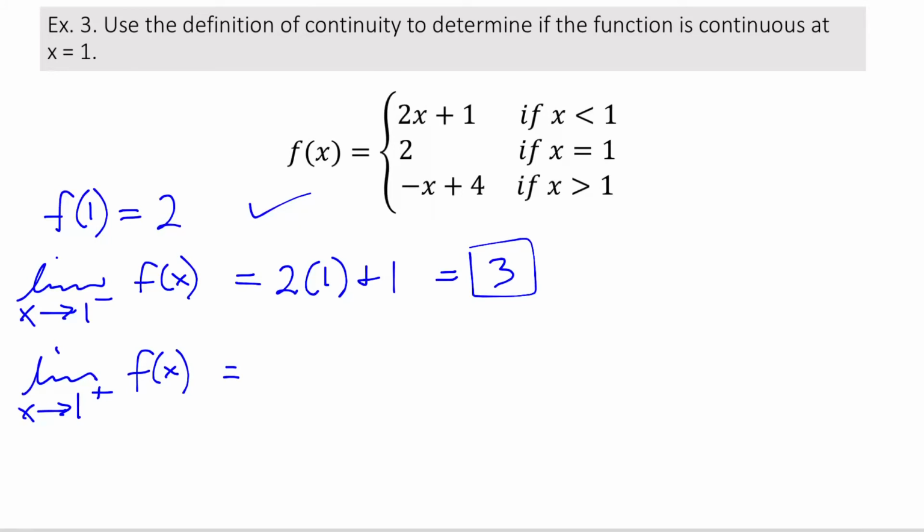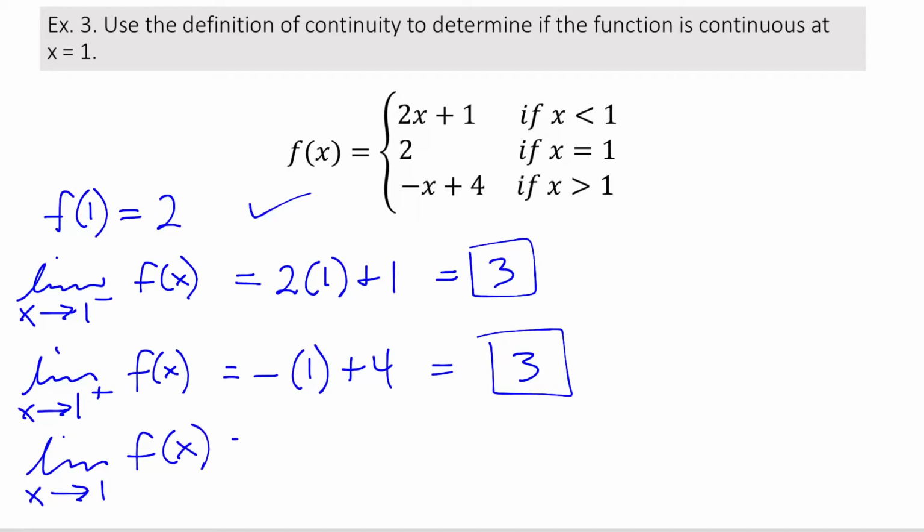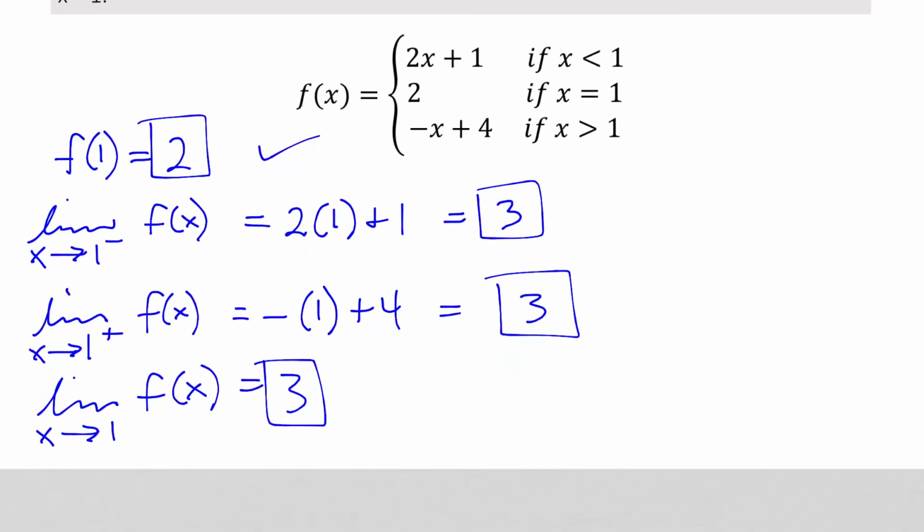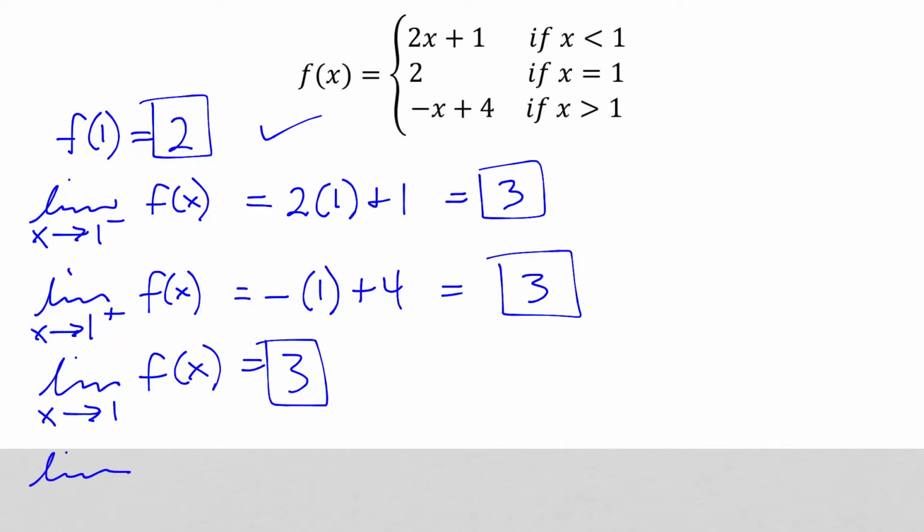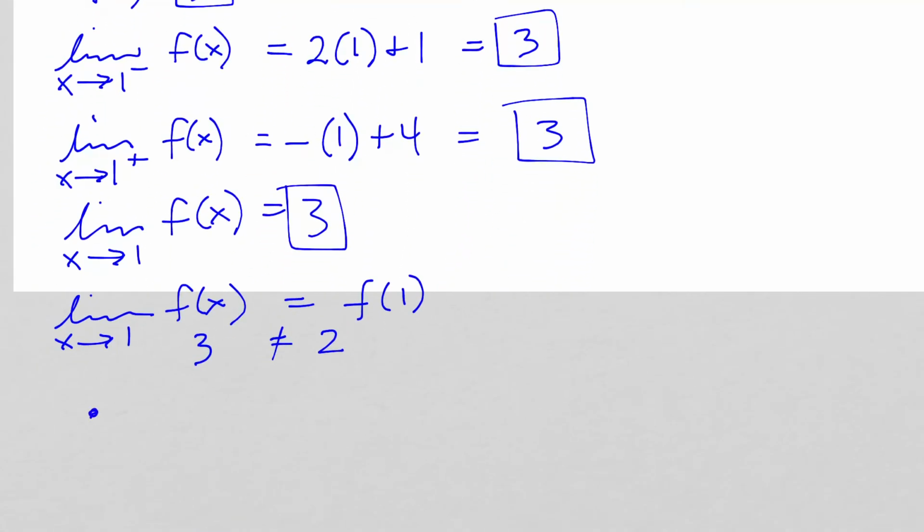Now the limit from the right, so we need to look for the part where the x values are bigger than 1, so that's this piece over here, another polynomial. So evaluate the limit by substituting 1 into the polynomial, and I get 3 again. So we can conclude here that the limit as x approaches 1 of f of x must be 3. All right, but we have a problem. The last requirement says that the limit as x approaches 1 of f of x must be equal to f of 1. So this is 3 and this is 2, so they're not equal. So our conclusion is f of x is not continuous.